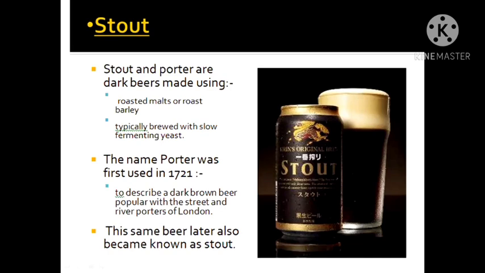You must know stout is an ale beer, so it's top fermented. A very dark beer made with a high proportion of malt and hops. The famous one is Guinness, known for its records. Stout and porter are dark beers made using roasted barley. So the famous stout name is Guinness. This is very, very important. Okay, moving to the next slide.